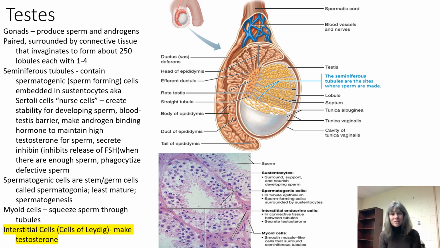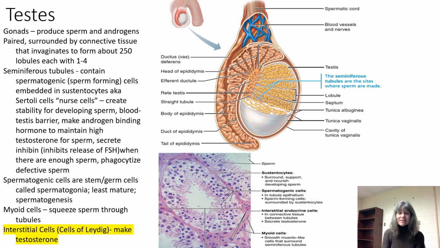And there's also a blood testis barrier that is formed by these cells, and they make an androgen binding hormone to maintain high levels of testosterone for sperm. And they also secrete a hormone known as inhibin. Inhibin has the job of inhibiting the release of follicle stimulating hormone when there are enough sperm.